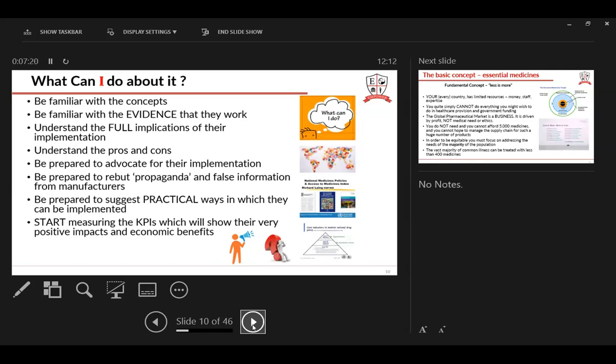Be familiar with the evidence that they work. Understand the full implication of their implementation. Understand the pros and cons. We'll come to that. Be prepared to advocate for the implementation. So today we'll be looking at two words. I did mention one: advocacy, and explanation. You should be able to explain and advocate for it to work. Be prepared to rebuke the propaganda and false information from manufacturers. Be prepared to suggest practical ways in which they can be implemented. Start measuring the KPIs, which will show their very positive impact and economic benefits.